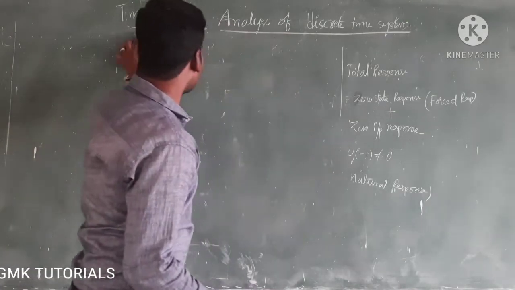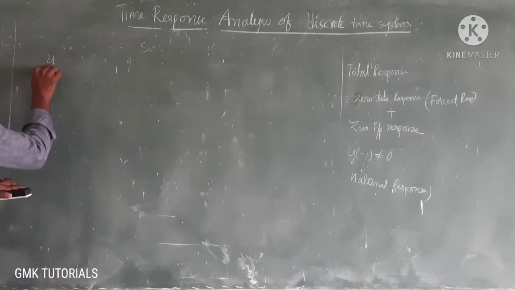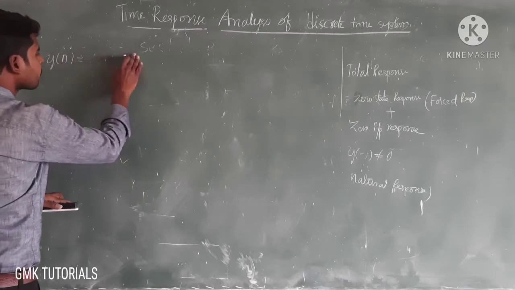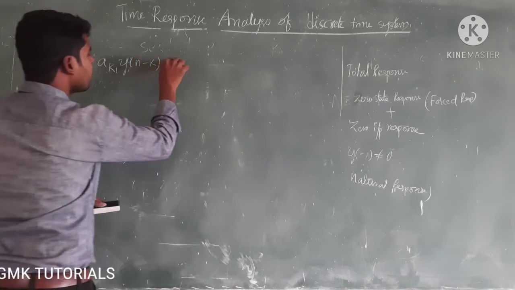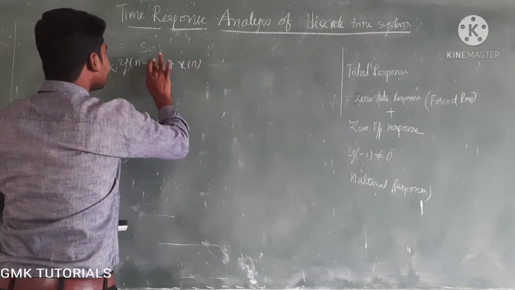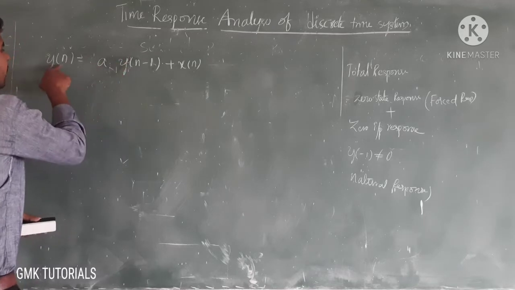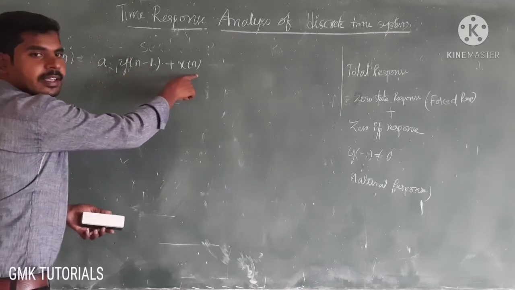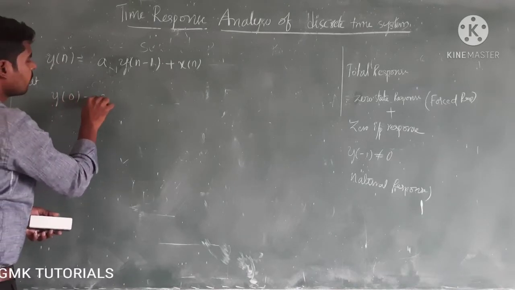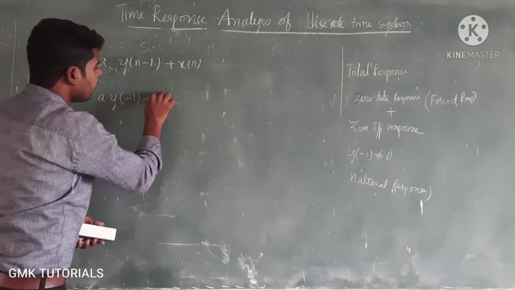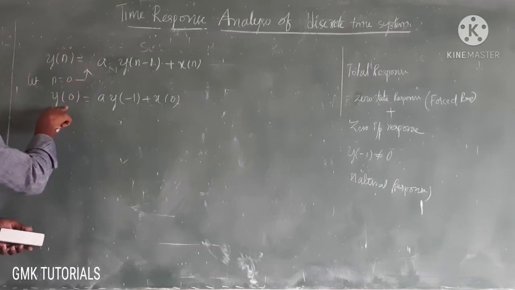So let us consider a first order difference equation, that is, y of n is equal to minus the sum of a k into y of n minus k, plus x of n. First order means it can be represented with N equal to 1. Here a k we can represent as a1. So y of n is equal to a into y of n minus 1 plus x of n. Let us consider different values. So y of 0 is equal to what? a into y of minus 1 plus x of 0, substituting n equal to 0 in the above equation.